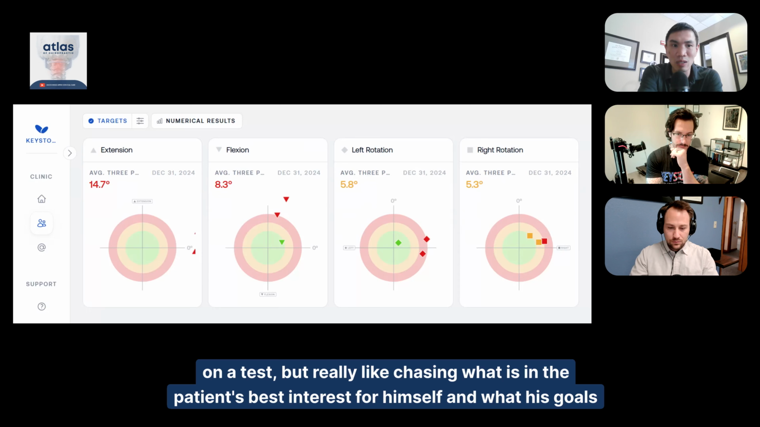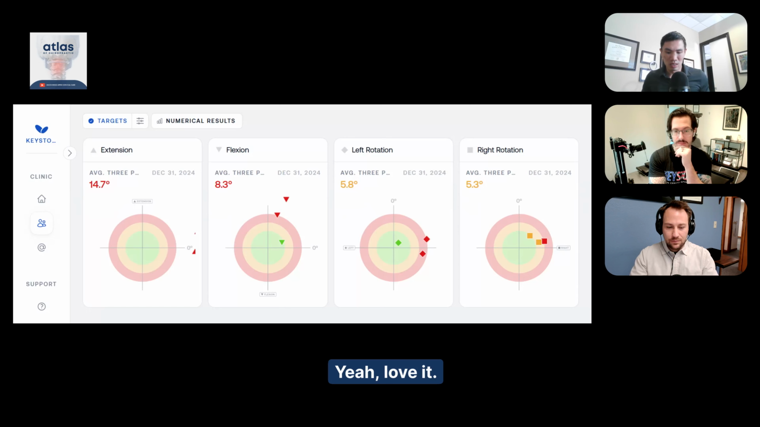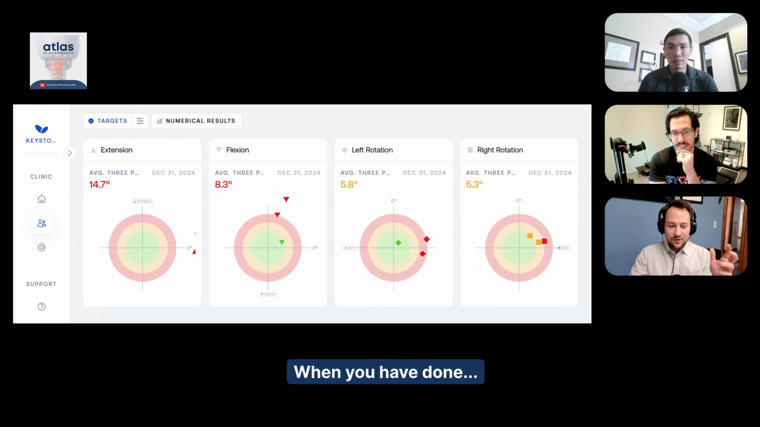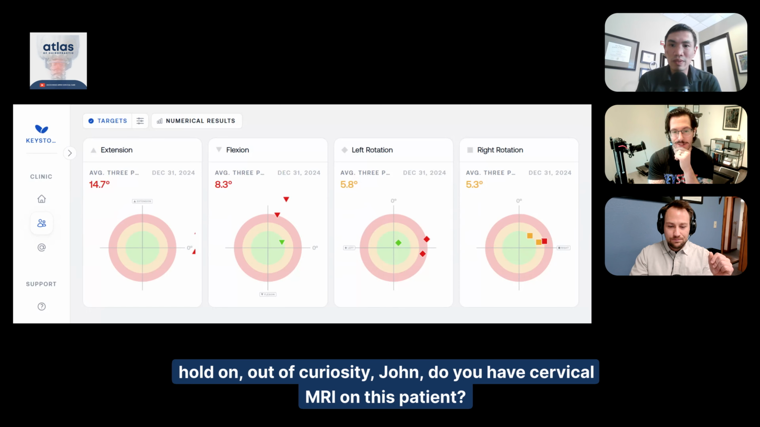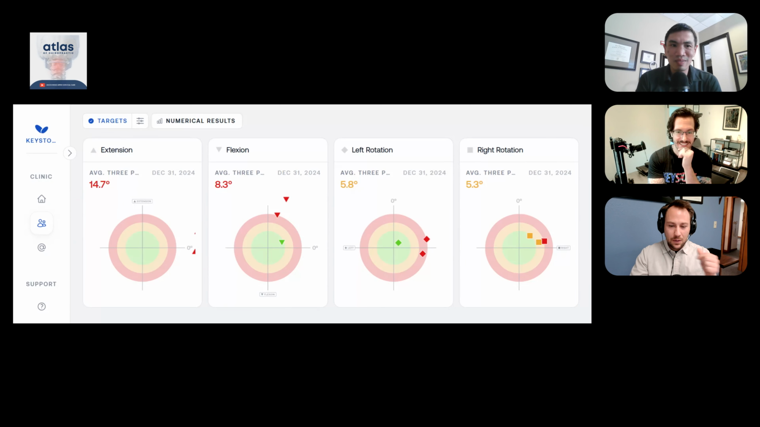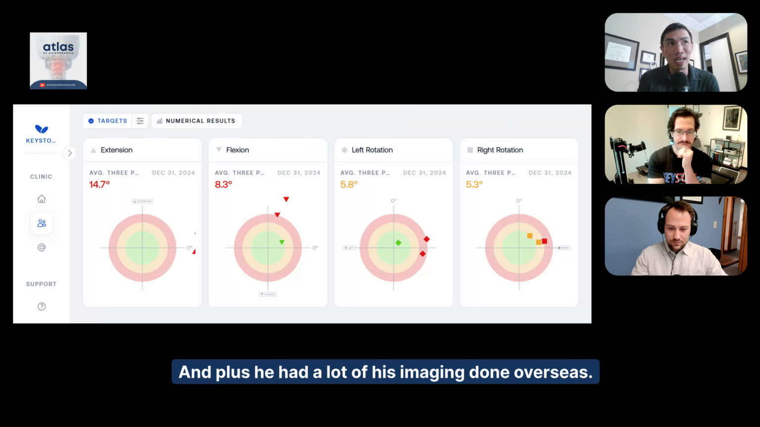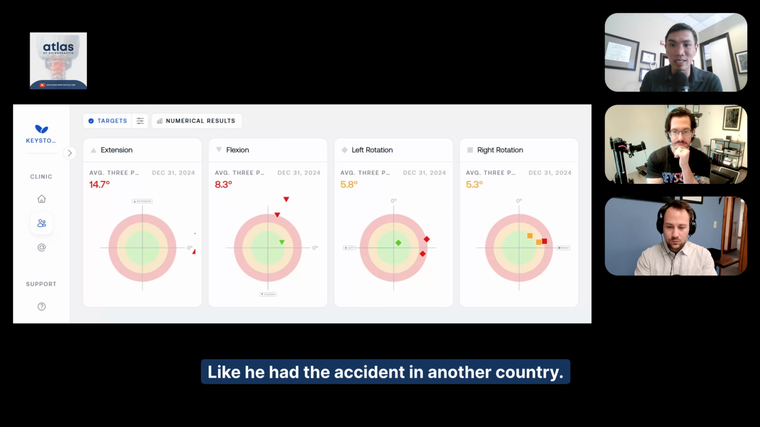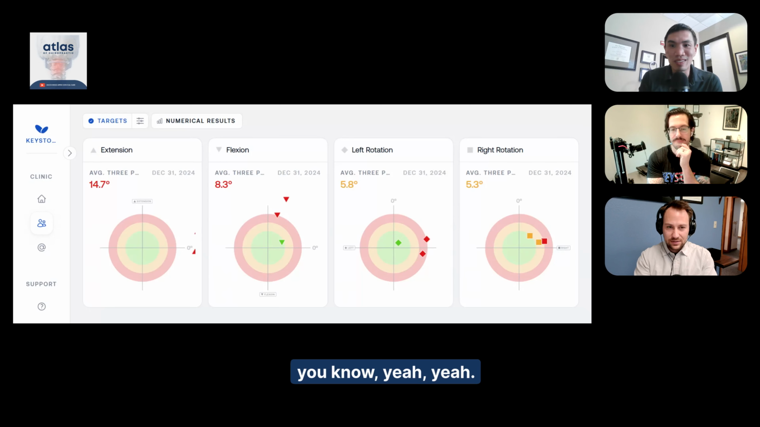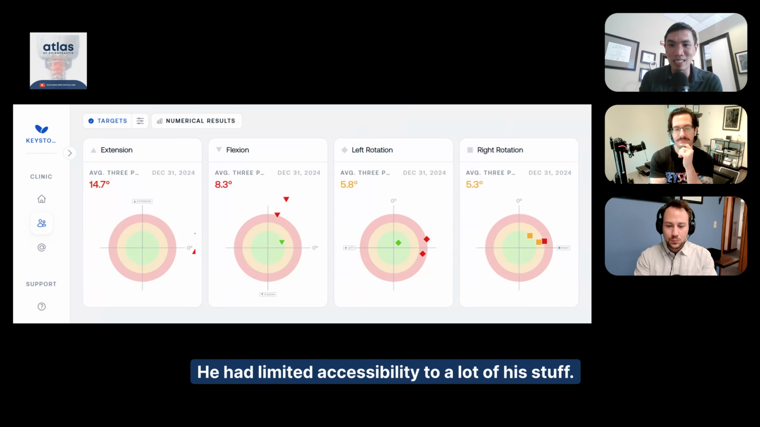Really like chasing what is in the patient's best interest for himself and what his goals are. Yeah, love it. Out of curiosity, Chung, do you have a cervical MRI on this patient? I don't. He basically just threw his history at me, and he had a lot of his imaging done overseas. He had the accident in another country, so he had limited accessibility to a lot of his stuff. Interesting.